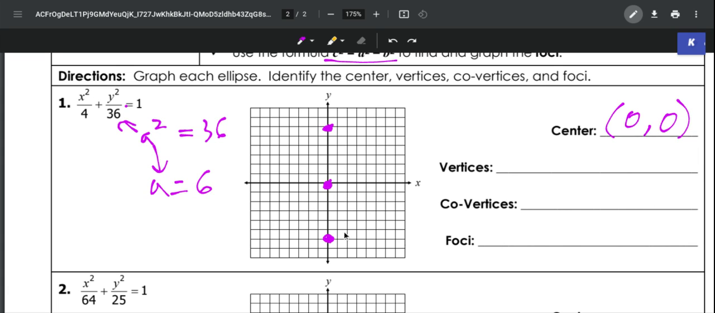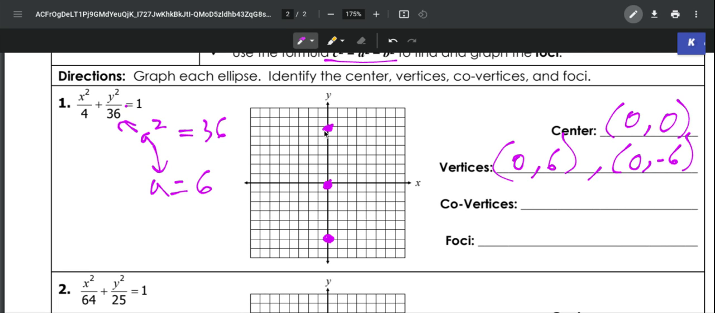So our vertices here are these points after we count up or down. This point here would be 0, 6, and then our other point would be 0, negative 6.